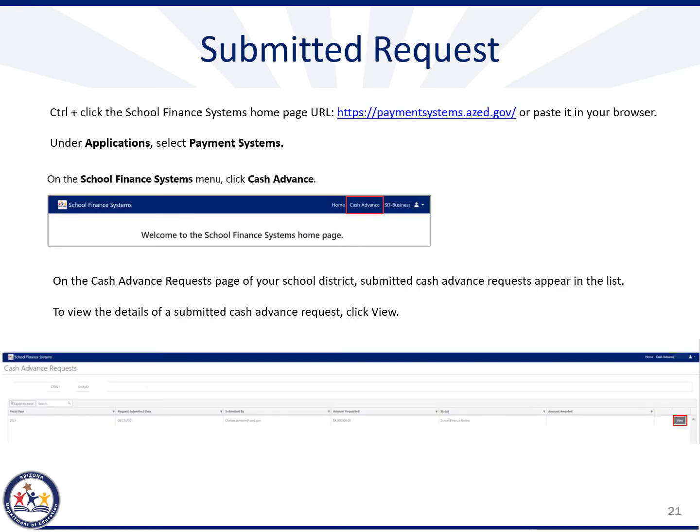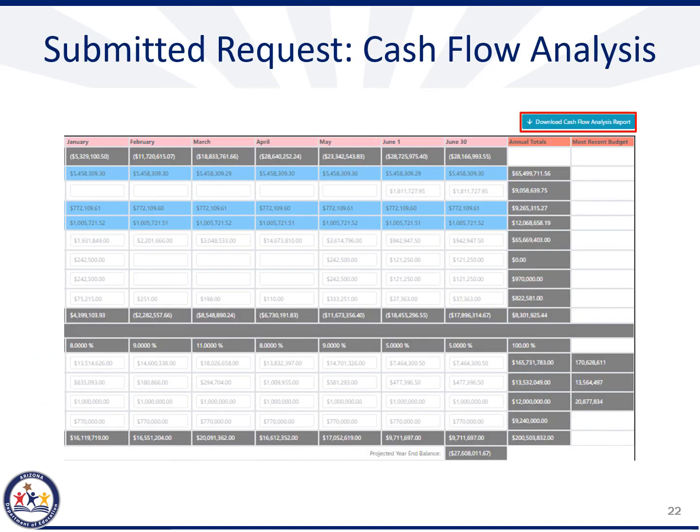After you have submitted a request, you can view it and track the status by going to the same place you went to submit the request. You will now see it listed there. To view the request, click View. This will pull up your completed cash flow analysis. If you wish to generate a PDF, click the Download Cash Flow Analysis Report button in the top right corner of the page.